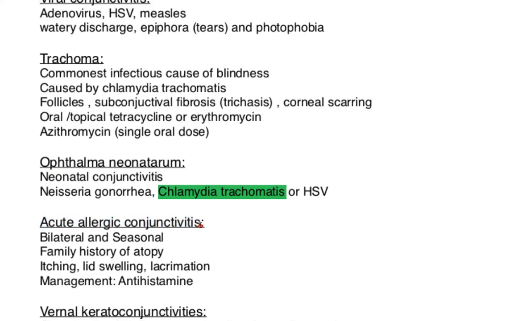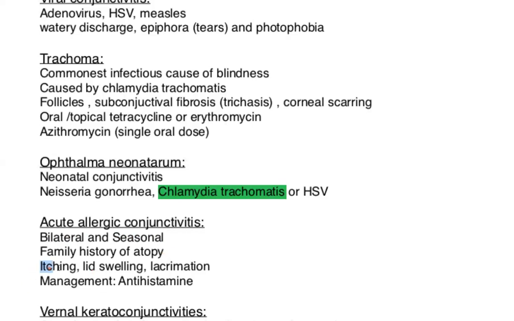Acute allergic conjunctivitis الحاجة المهمة شديد فيها is that it's bilateral. The other ones are probably or usually on one eye only. Acute allergic is bilateral, always bilateral. تمام? And it's seasonal, so every single year بتجيهم. Every time بيكون مثلا something that causes them to be allergic بتجيهم. And there's a family history of atopy. So they either have asthma or they have dermatitis or something else.